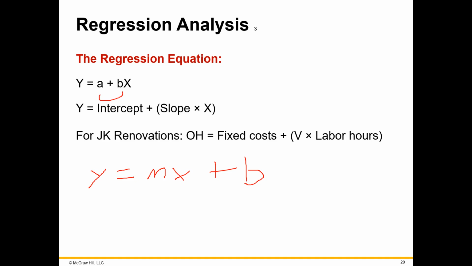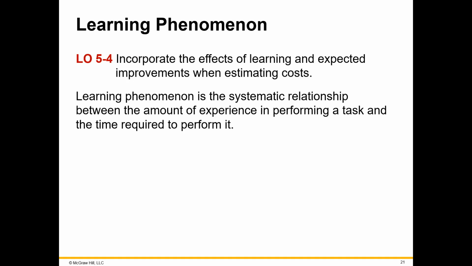Another concept in the chapter is the learning curve, or the learning phenomenon. That means that variable costs tend to decrease per unit as the volume of activity increases. So the more you do something, the better you get at it, and the more efficient you get at it. Up to a certain point, of course, but especially in the beginning, the more you do of something, the better and quicker you get at it.